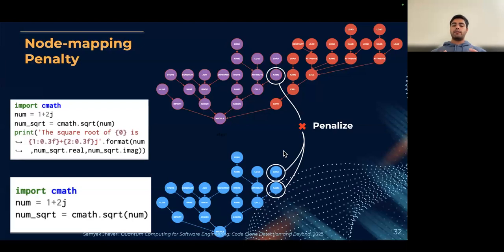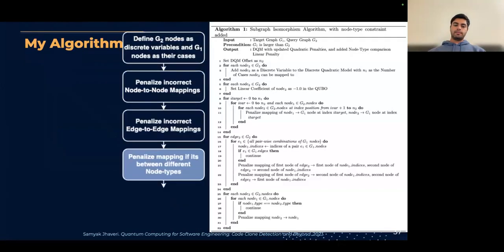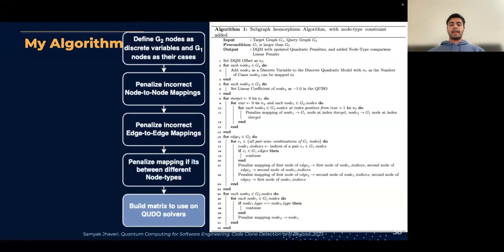But even then, that would be incorrect for code clone detection, because even if you manage to map a given node onto another node, but they are of different types, it means that in the code there are different pieces of code, and they should not be mapped perfectly. So essentially, what the node mapping penalty does is that it compares the node types before mapping them onto each other. If the node types are the same, then again, no penalty. But if the node types are different, then it penalizes that so that the annealer can be guided into converging into a better solution. And lastly, we build the matrix to use on QDO solvers.